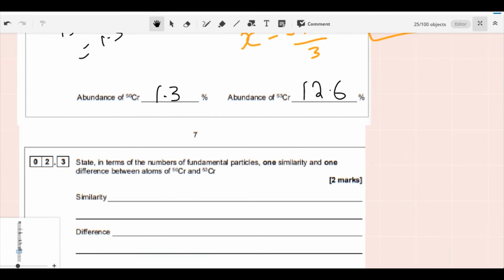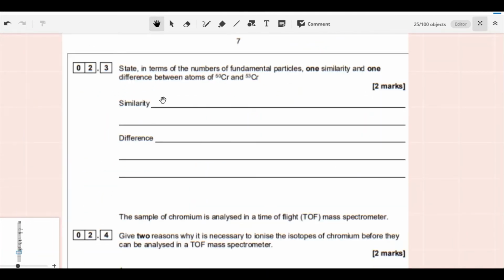Okay, now the next: state, in terms of the number of fundamental particles, one similarity and one difference between atoms of chromium 50 and chromium 53. These are isotopes, and remember the definition of isotopes: they have the same proton number, or the same atomic number, but different mass number, or different number of neutrons.